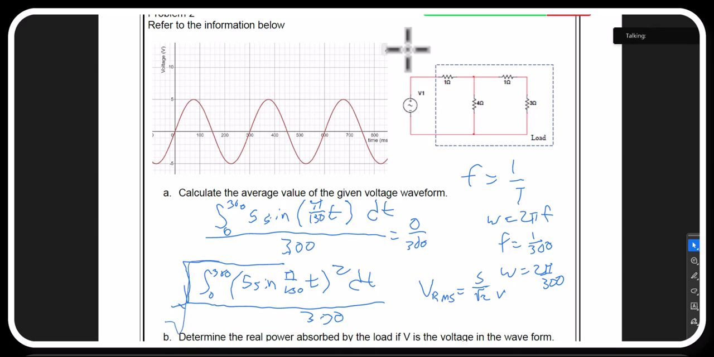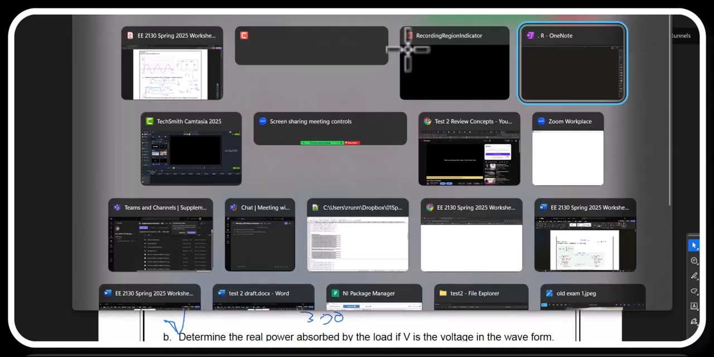Why is it that sometimes there's a 1/2 in front of that RMS equation? The 1/2 depends on whether it's RMS or not. Oh, that's power. When you're doing power, there's a 1/2 in front of it.